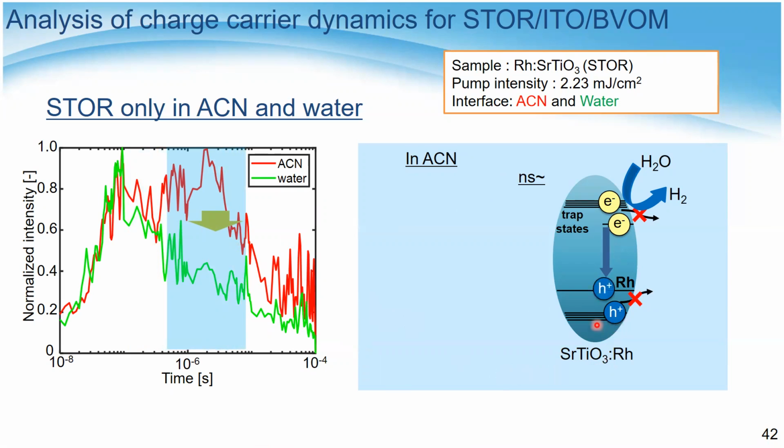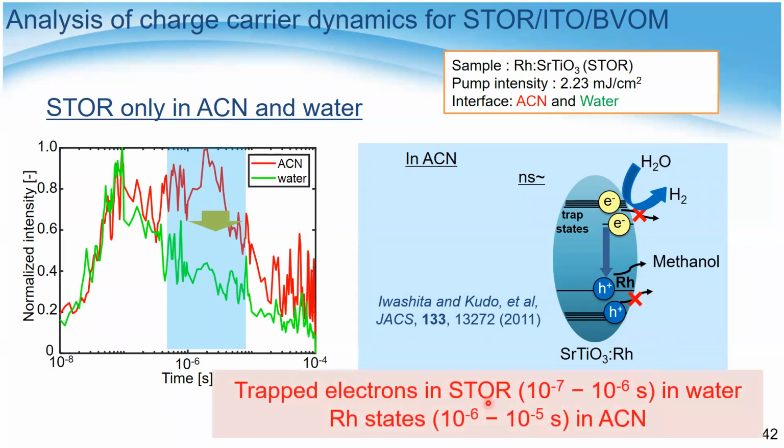This is because strontium titanium oxide with rhodium has a rhodium state in between, which was studied in great detail by Professor Kudo. So this hole can work as a recombination center for electrons, which was confirmed by scavenging this hole with methanol in our measurement too. So the trapped electron in the STO in microseconds, and also the rhodium state at about 10 microseconds in acetonitrile could be included in this signal.